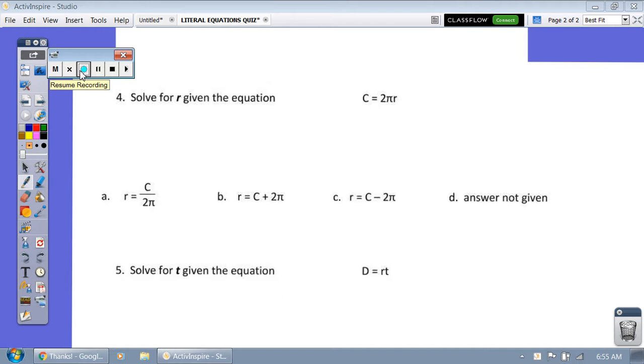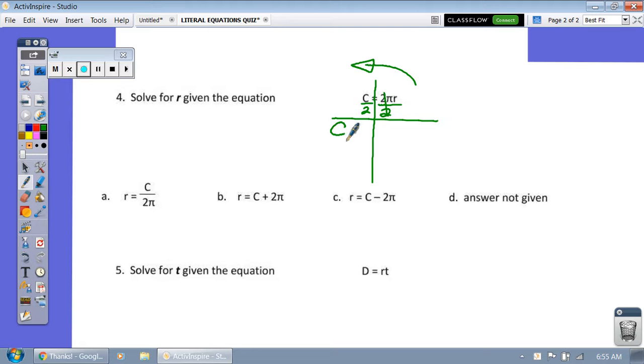4, solve for r. R is on the right side, so we want to move everything to the left. So this is 2 times pi times r. There's 2 ways you could do this. You could do this step by step. We could start off by dividing by 2. That'll move the 2. And so that will leave me with c divided by 2 equals pi times r.